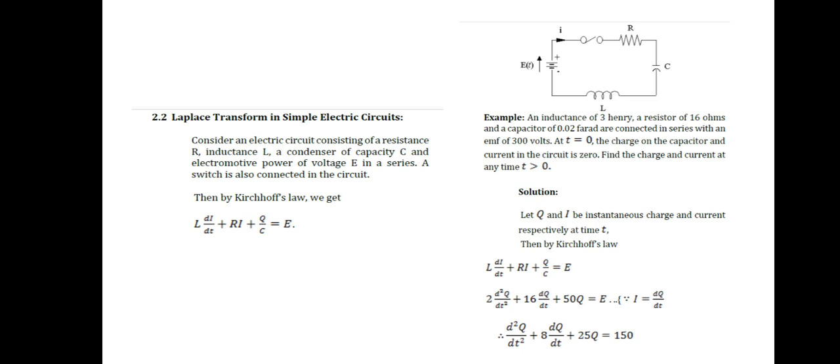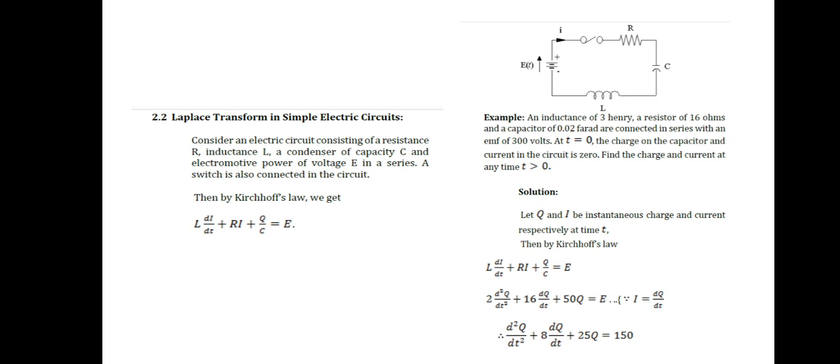Laplace transform in a simple electric circuit. Consider an electric circuit consisting of resistance R, inductance L and capacitance C, and an electromotive force of voltage E in series. A switch is also connected in the circuit. Then by Kirchhoff's law, we get L di by dt plus R i plus q by C equals E.